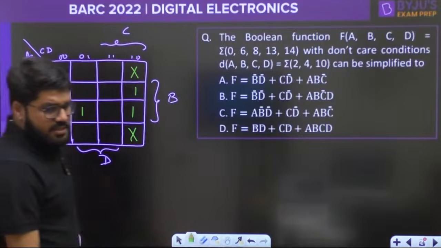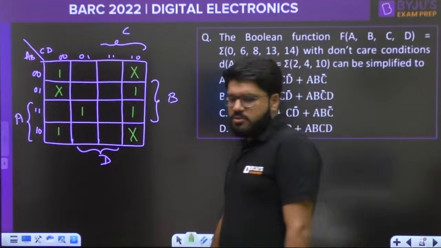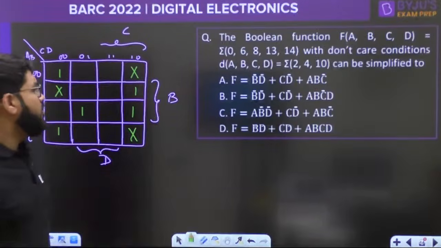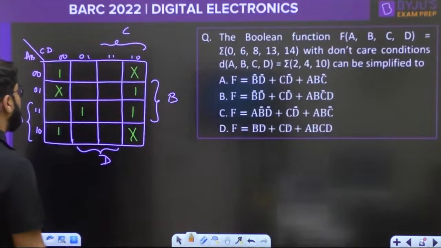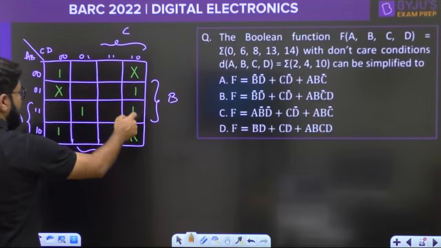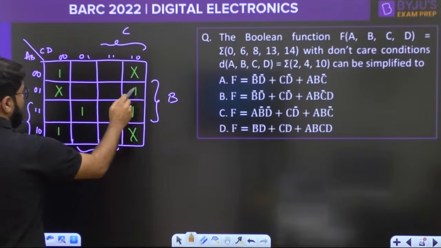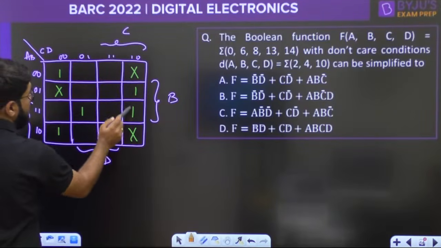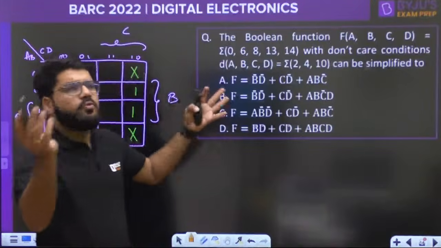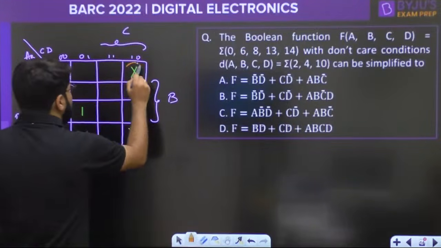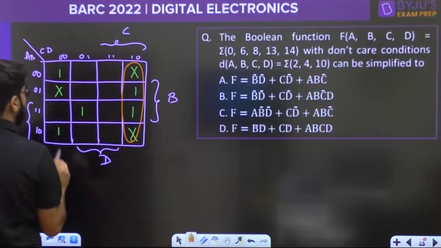Rajit says answer B. Everybody, you can also keep solving. Now we need to form the combinations. Definitely this is a quad. If you don't take the don't cares, you will only be able to represent a pair. Don't care can be 1 or 0 based on your requirement. You need to form the largest possible group, so definitely this is a quad.